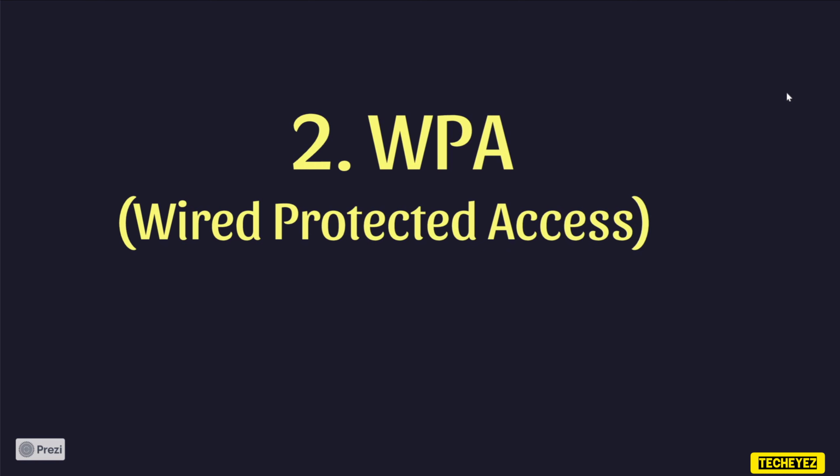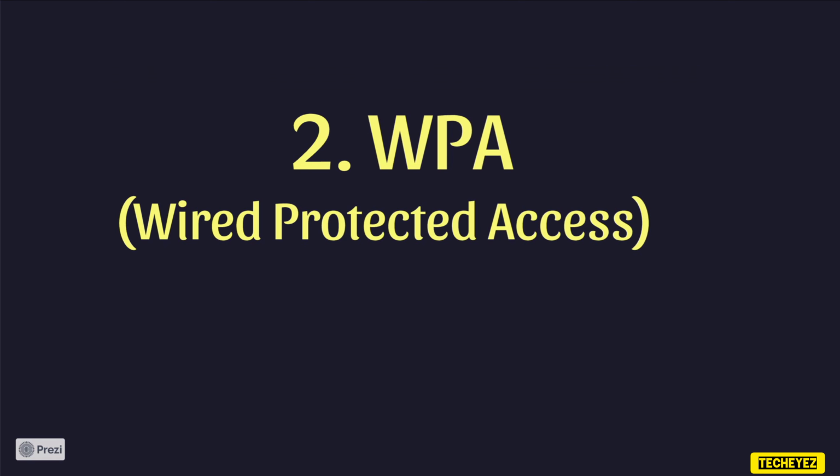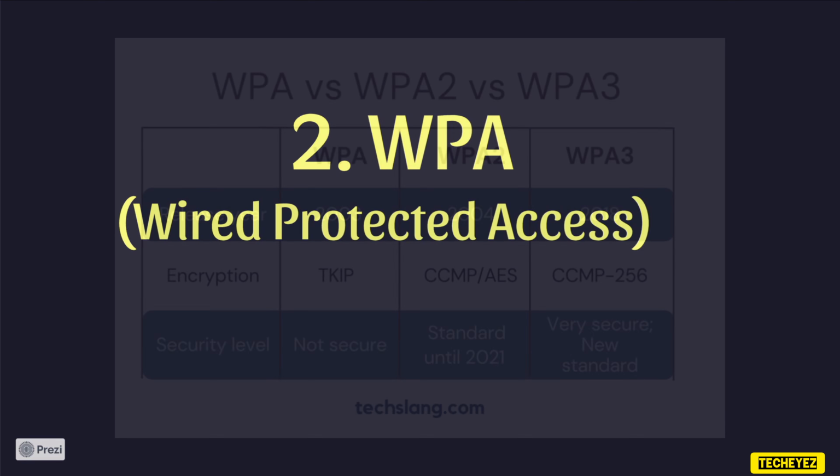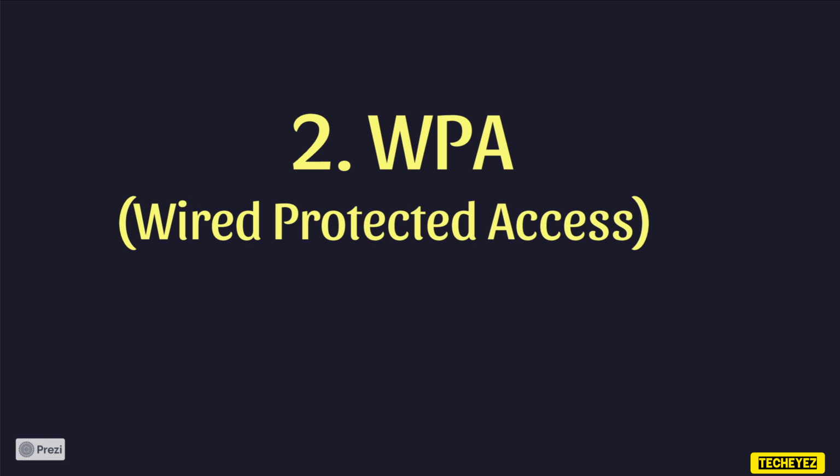The next protocol is WPA. It was introduced as a temporary solution to WEP's flaws, and WPA implements the Temporal Key Integrity Protocol, TKIP. Though it is slightly better than WEP, it is still vulnerable to TKIP attacks and its current status is deprecated and mostly not in use.